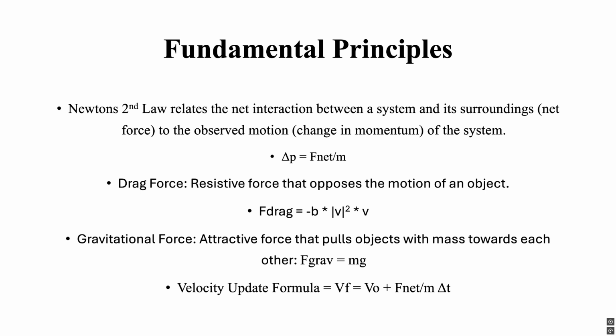For the fundamental principles, Newton's second law explains how a system's change in momentum is proportional to the net force applied, and is defined by delta P equals F net over m, or momentum equals net force divided by mass. Drag force is the resistive force that opposes the motion of an object and is directly proportional to the velocity of the object squared. Gravitational force is the attractive force that pulls objects with mass towards each other. In this lab, the paper ball is being pulled towards the Earth due to the force of gravity with equal but opposite magnitude.